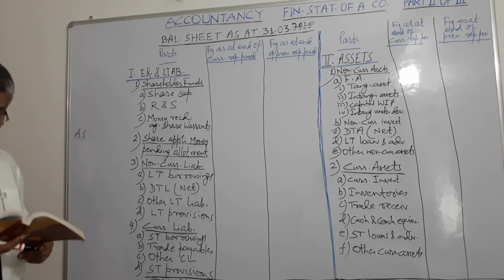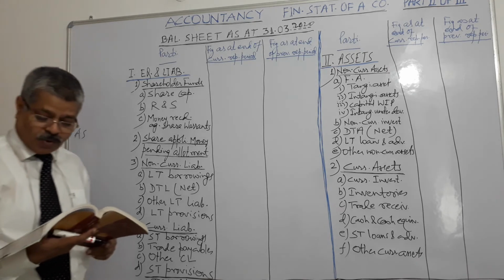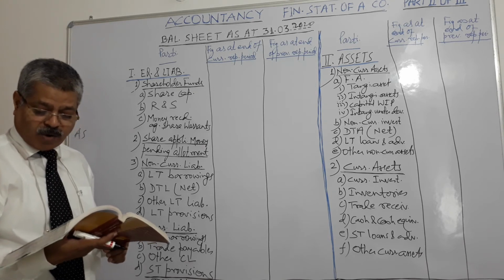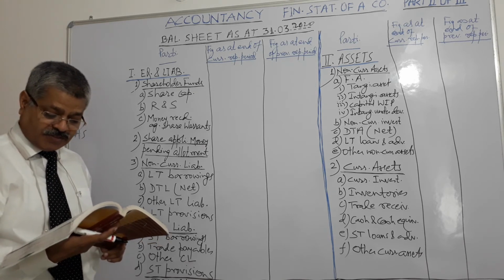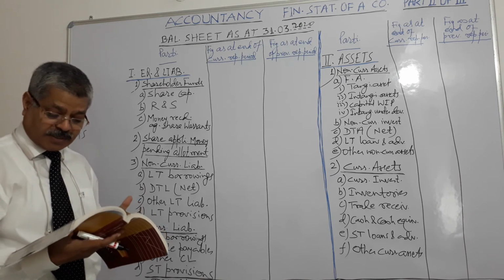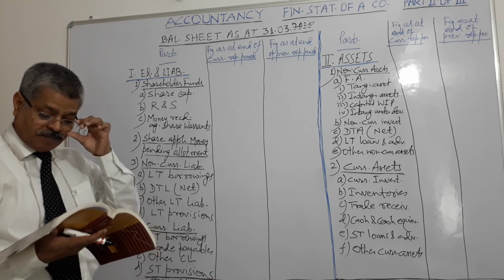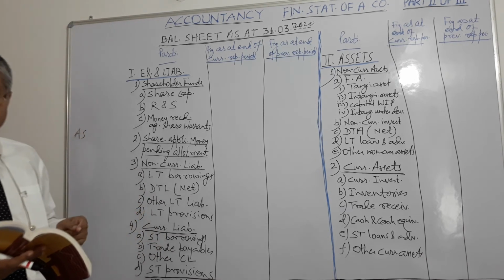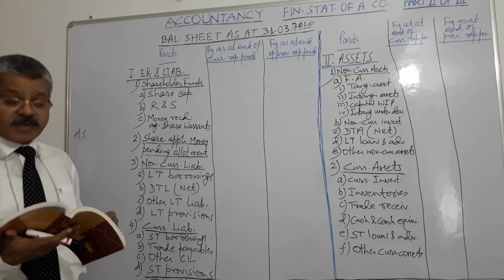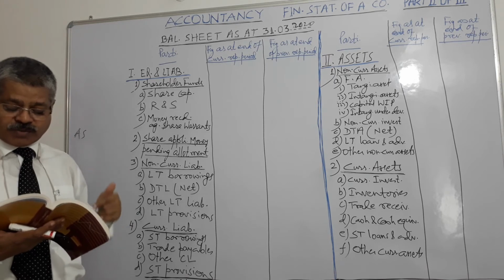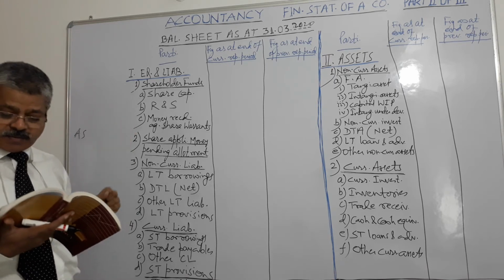Then shareholder funds, share capital. For each class of share capital, the number and amount of shares authorized is to be given. The number of shares issued, subscribed and fully paid, and subscribed but not fully paid, is to be given. Par value per share information is to be given. What is par value? It is to be given in the notes to accounts in the balance sheet.